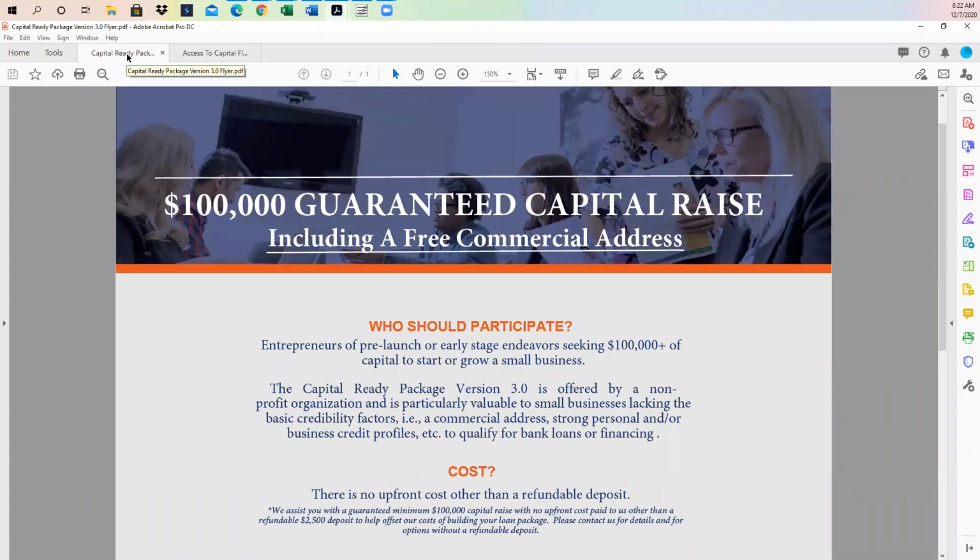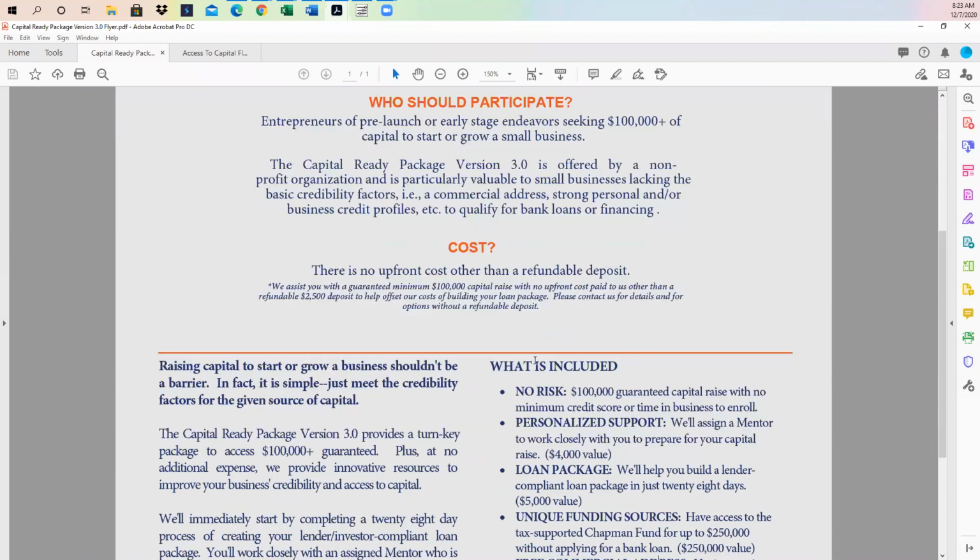So now Dion's probably going to ask, what's his question going to be? Well, how much, right? How much? So the deposit, Dion, is $2,500, fully refundable, and that offsets our cost of building your loan package. There's several other perks that are included.